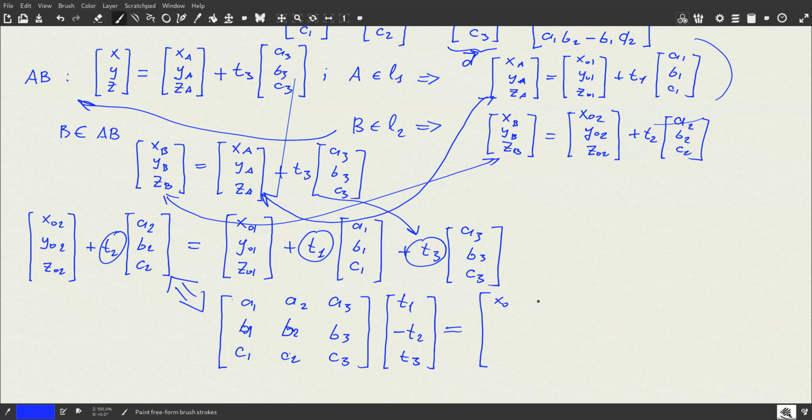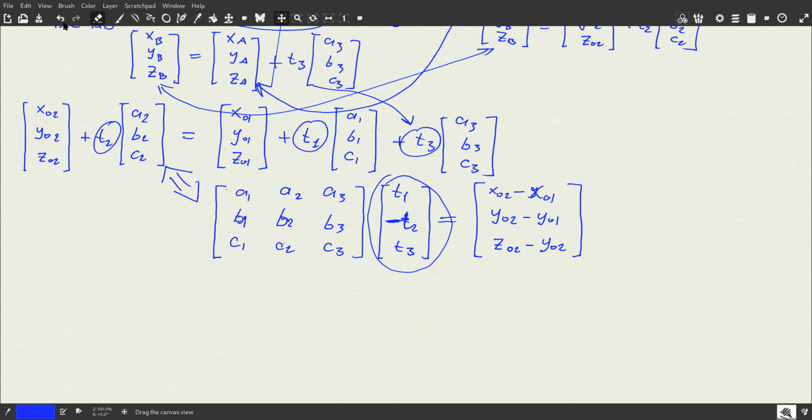X02 minus x01, y02 minus y01, z02 minus z01. Okay, so then in order to get T1, minus T2 and T3, it is just sufficient to solve this system. So what can we say about this matrix? So can we solve it? Is this system solvable?